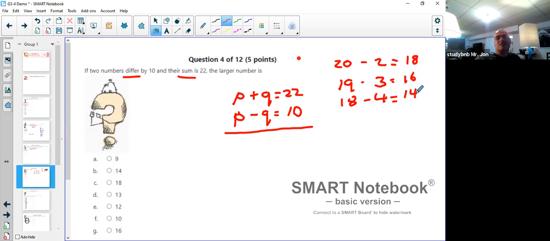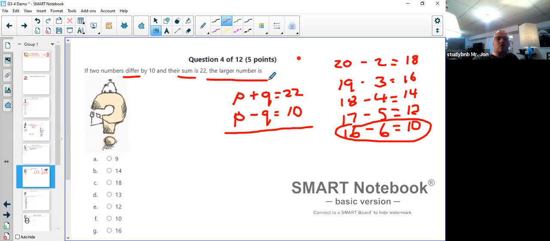18 take away 4 is 14, right? So we need a difference of 10. 17 take away 5 is 12. And as people have pointed out, 16 take away 6 is the right answer. The question says, what's the larger number? The larger number is 16.